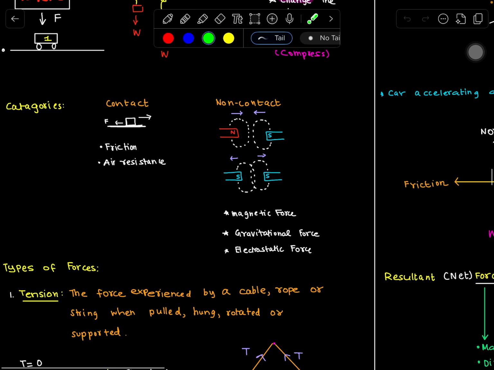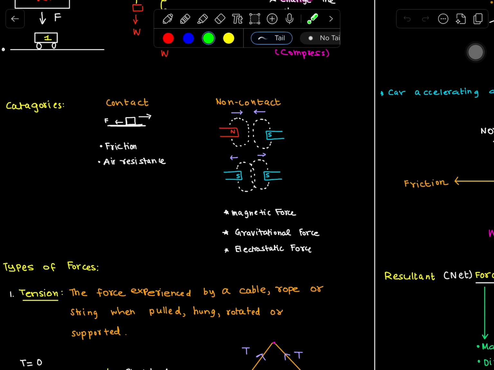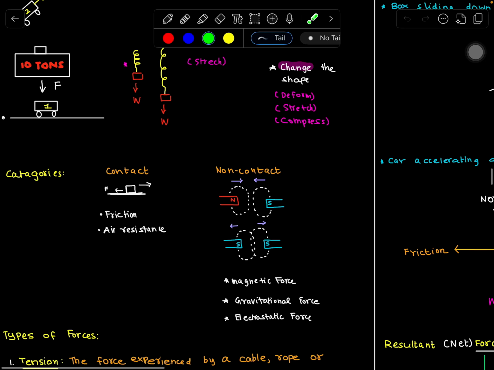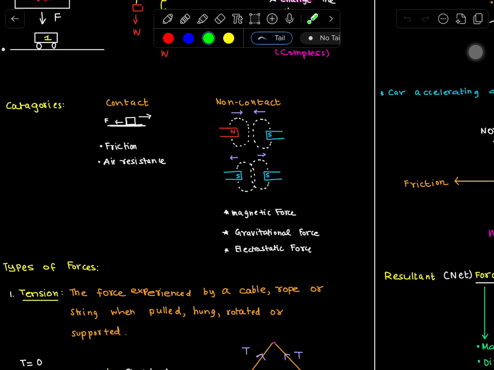Yeah, so there's two types of forces. We have contact forces, we have non-contact forces. Contact forces are forces that are applied when two surfaces are in contact. Like rub your hands together, you're going to feel some warmth. That warmth or heat is a product of friction. When you have two surfaces in contact rubbing against one another, friction produces heat. Okay? Then we have air resistance. It's a type of friction. It's a friction in the air, okay?